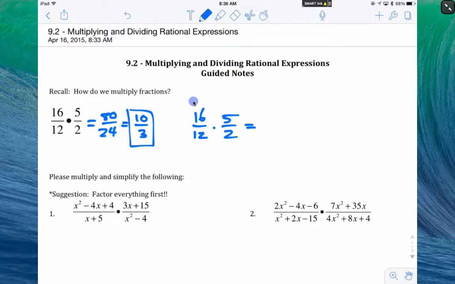And 16, I think, is the same as 2 times 2 times 2 times 2. And 12 is 2 times 2 times 3. So here is the new multiplication problem that I think we have on our hands. And why did I do this? I did this because I think there are a lot of opportunities for simplifying these fractions before we go ahead and actually multiply.